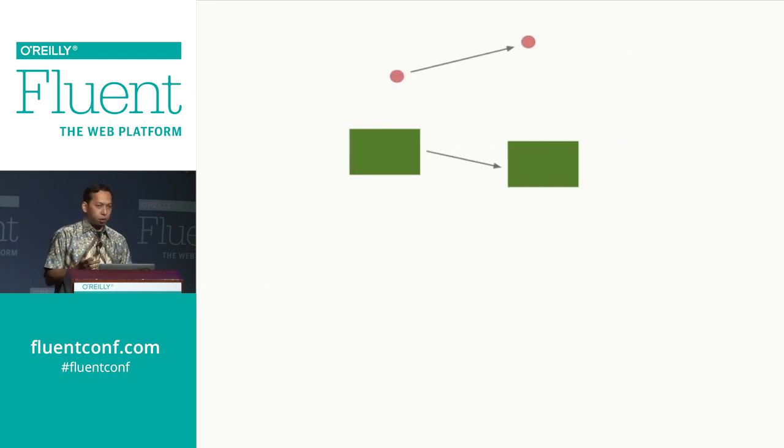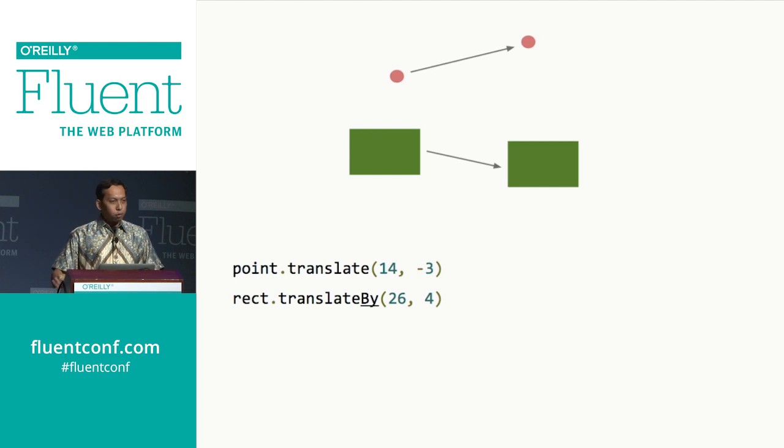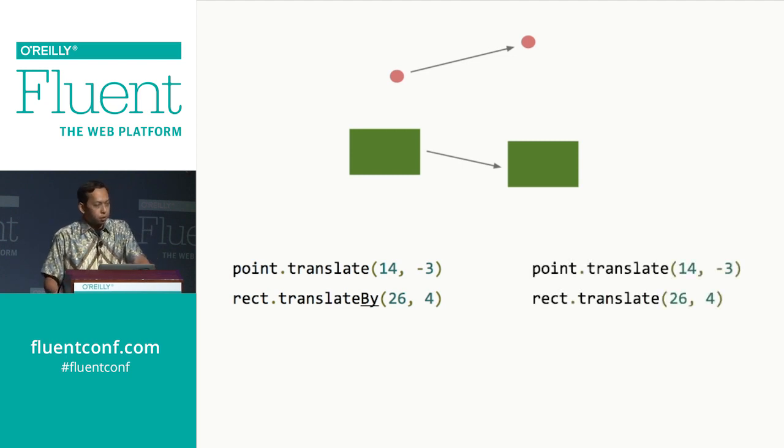Here's another example. Static polymorphism doesn't stop only at property names. If you need to move a point, you have to use a function called translate, and apparently to move a rectangle, you have to use translate by. There's some inconsistency there. Points and rectangles resemble the same shapes in theory, and therefore there should not be any difference as to how we move them to different positions. Again, the fix is rather easy.